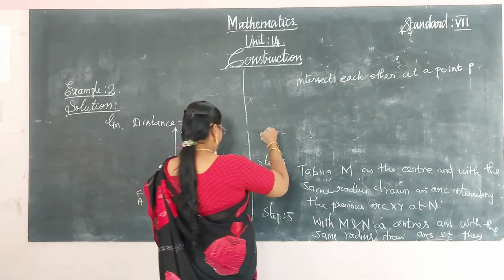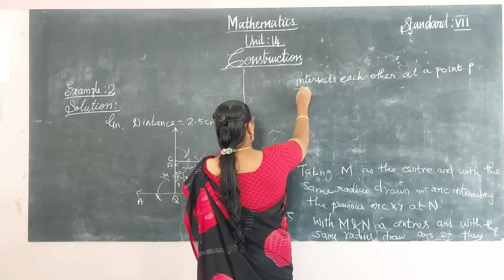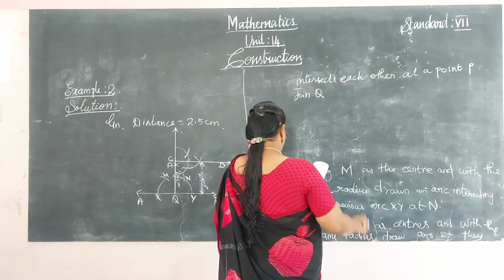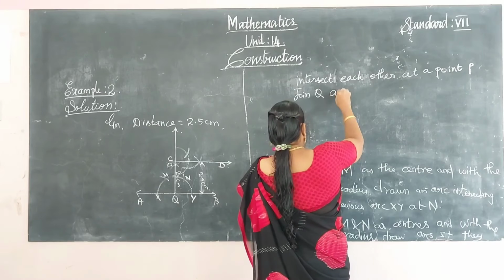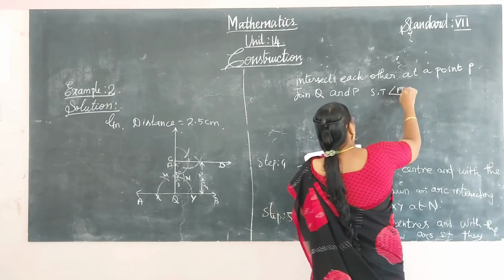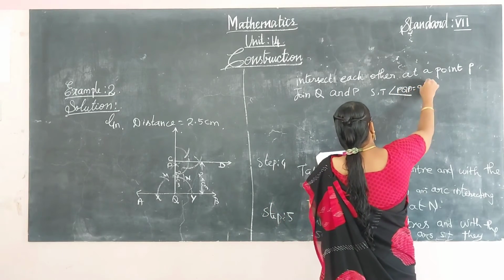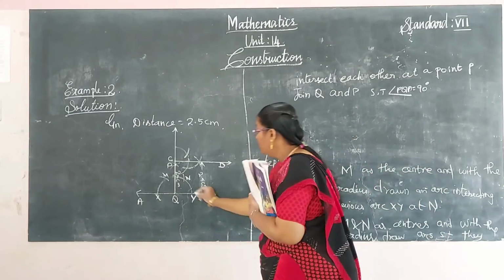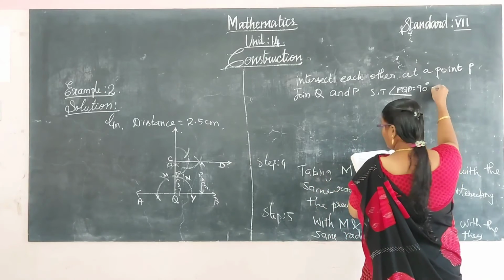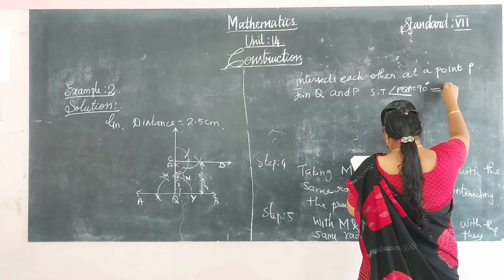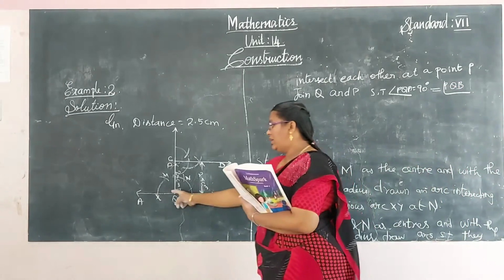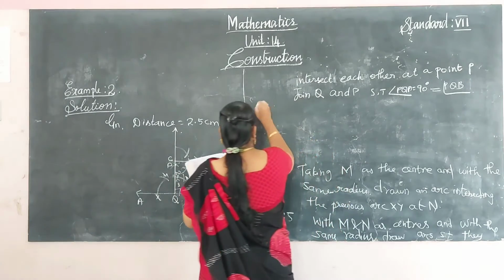Now join Q to P, such that the angle PQA is equal to 90 degrees. This is 90 degrees. It is also equal to PQB on both sides.